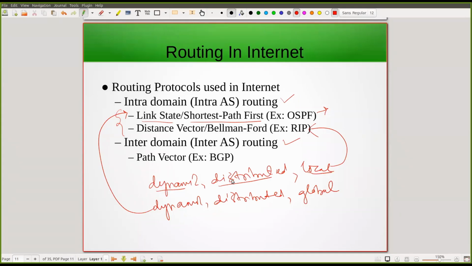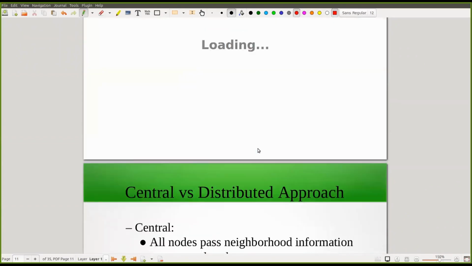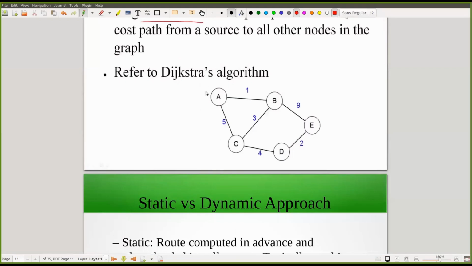So can anybody remember what is local and what is global? When I talk about local, if I look back at this diagram, I have given a diagram here. When I say A is connected to B and A is connected to C directly, that means A has the information initially, what is the cost of going to B and what is the cost of going to C. So this is the local information. Local information at A means it knows the cost of going to its immediate neighbors.